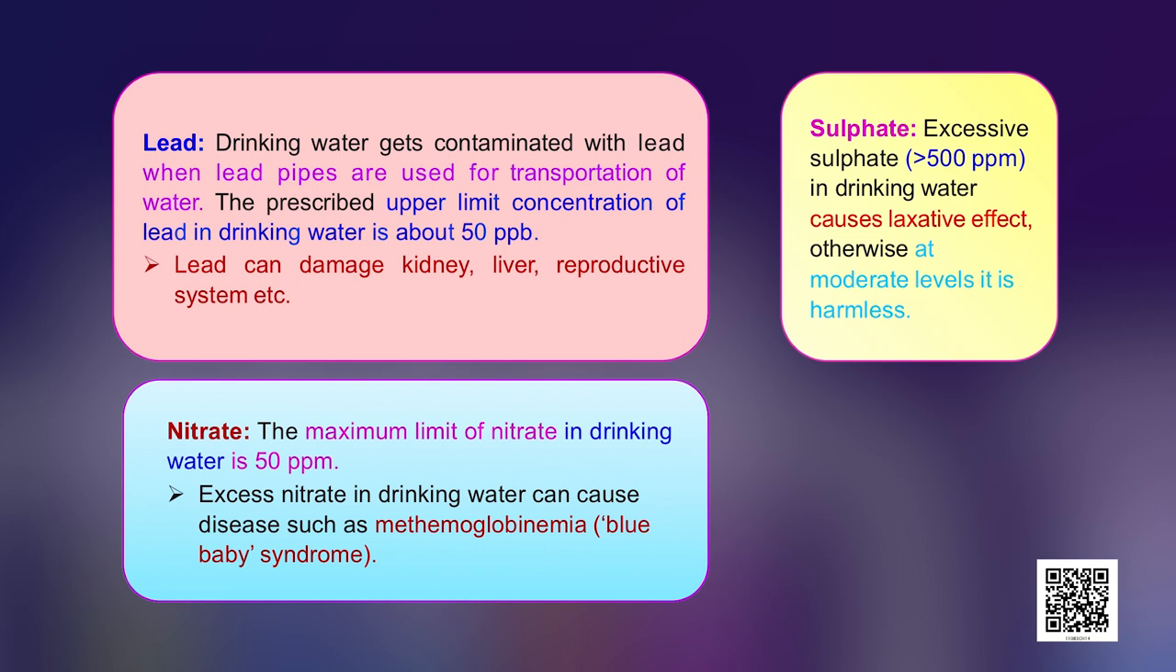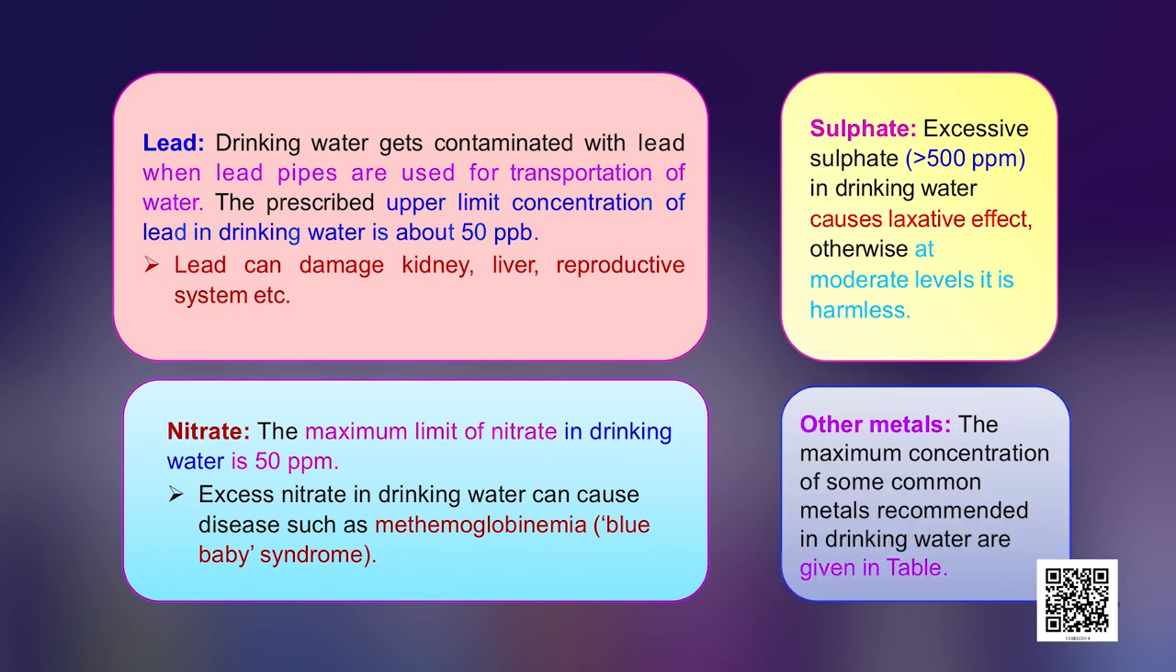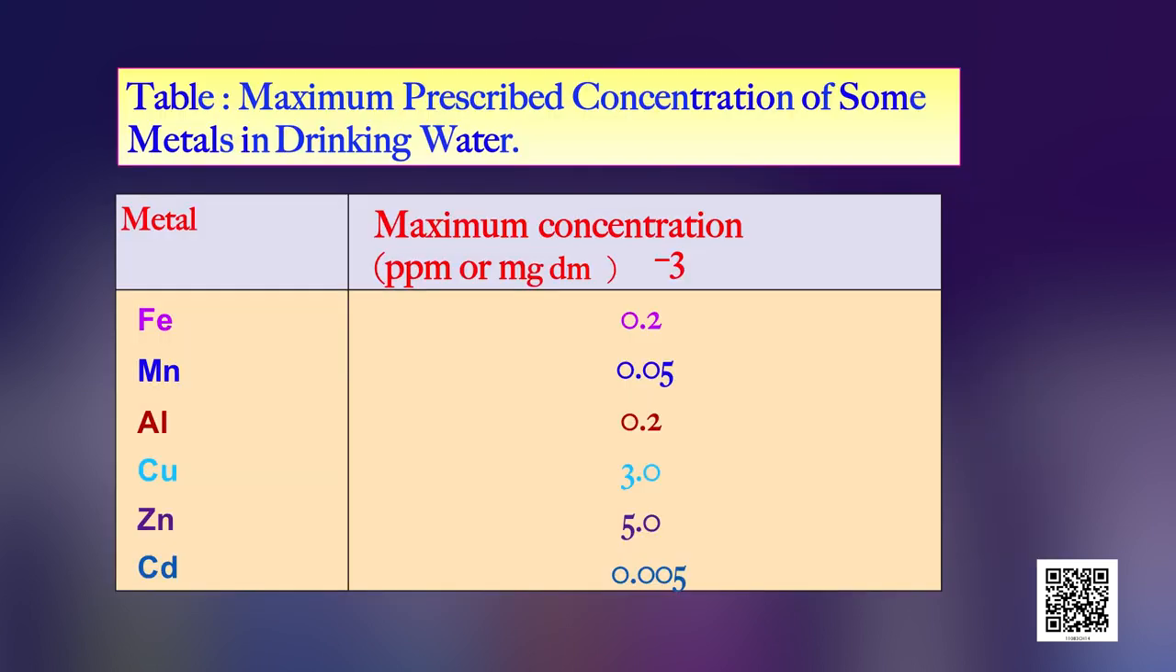Excess nitrate in drinking water can cause diseases such as methemoglobinemia, which is often called blue baby syndrome. Now, other metals also cause pollution and they also have their limits. The maximum concentration of some common metals recommended in drinking water system is given in the table here. You can have a glance at the values given against each metal and know their permissible limits which can be present in the water.